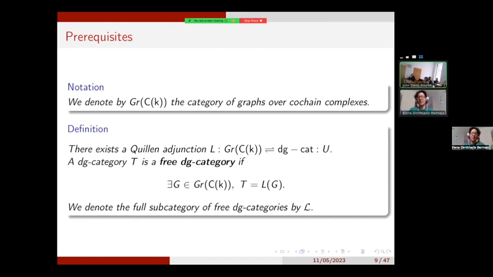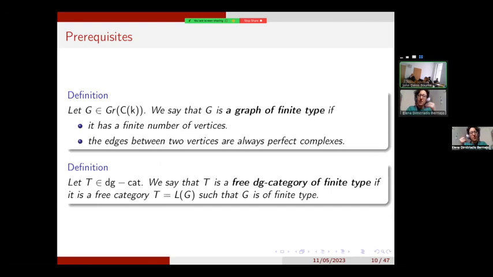So a free DG category is basically we add the composition to our graph. And then we say that a graph is of finite type if it has a finite number of vertices and the edges between two vertices are always perfect complexes. And so lastly, we say that T is a free DG category of finite type if it's free and the graph is of finite type.